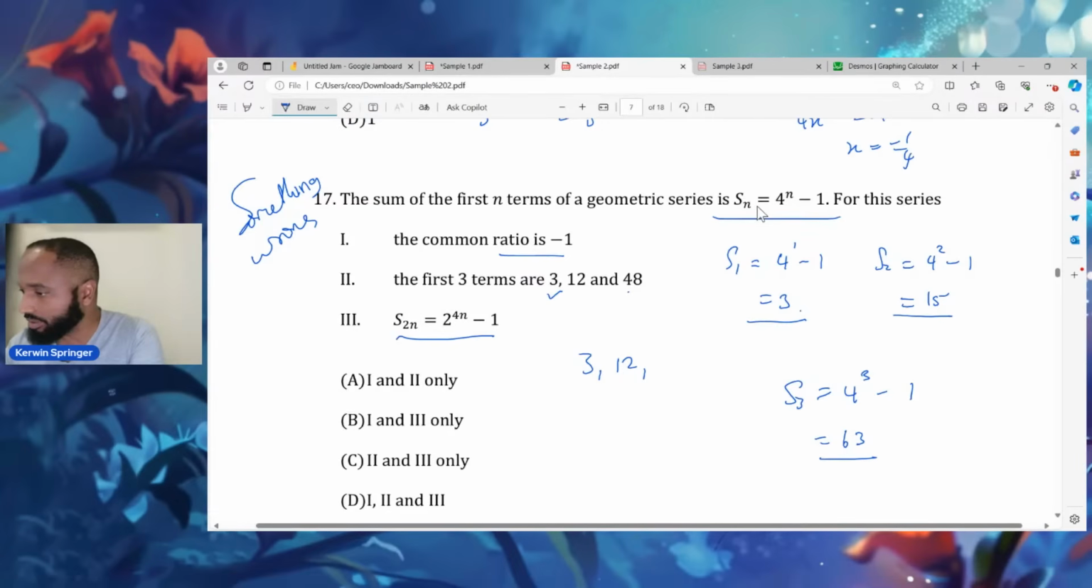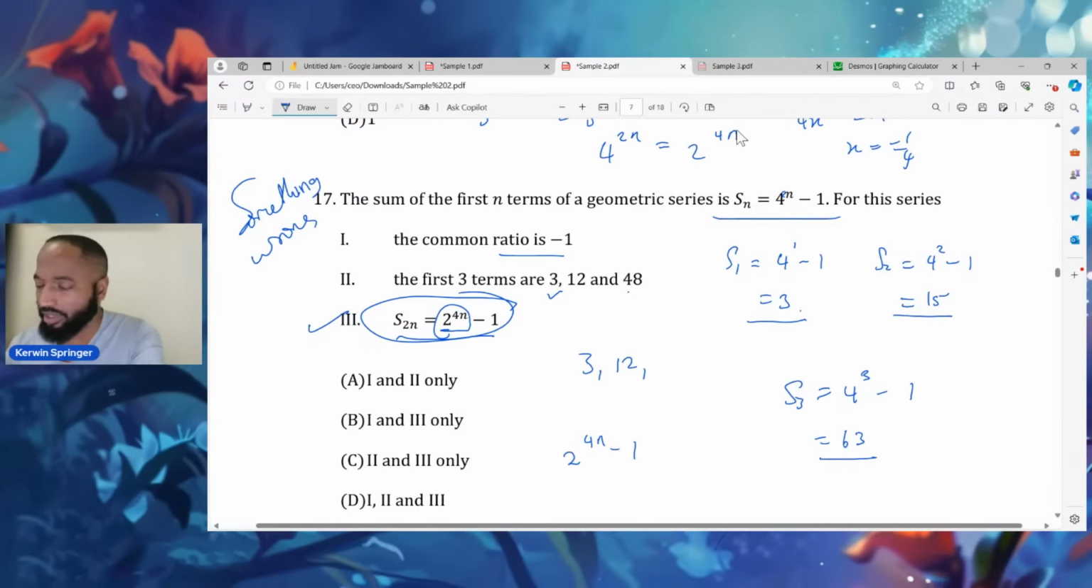S2n is 2 to the power of 4n minus 1. If I put 2n here, I get 4 squared. I can rearrange this. I could put 2 squared. Yeah, so this is correct. This works. I can rearrange this. If I substitute 2n here, 4 to the power of 2n is the same as 2 to the power of 4n. That's fine. So this works.